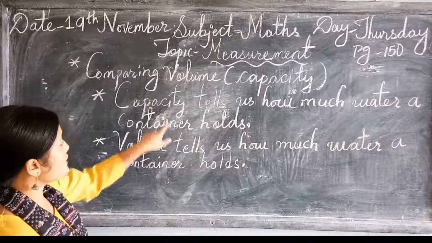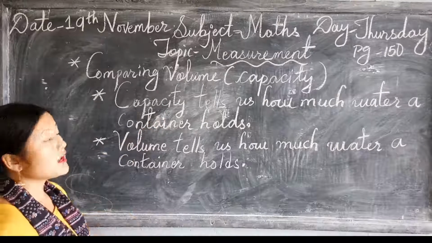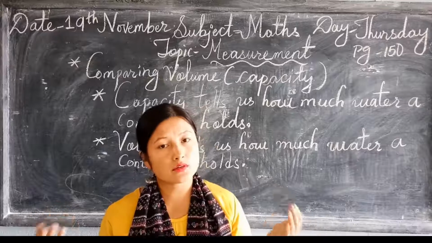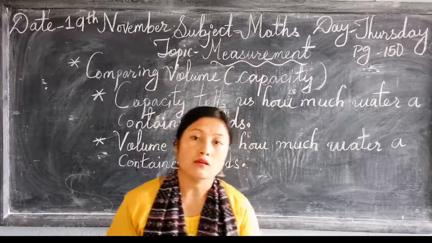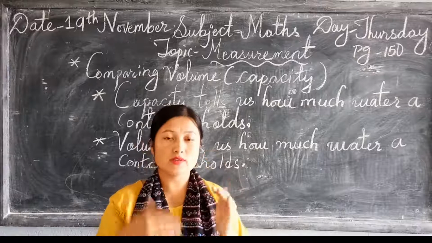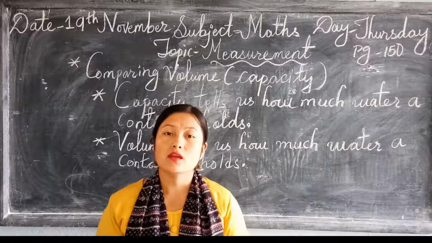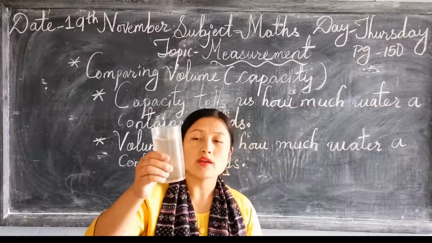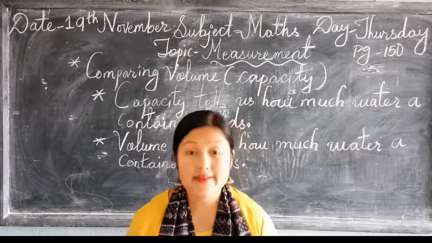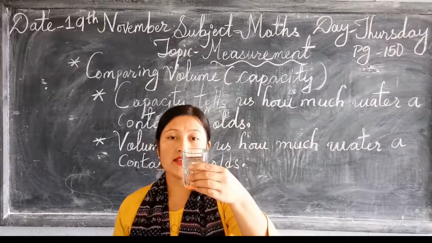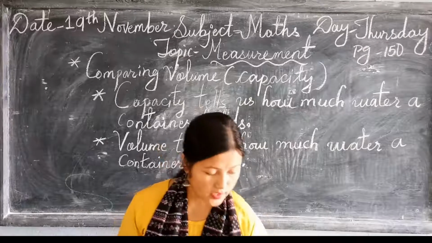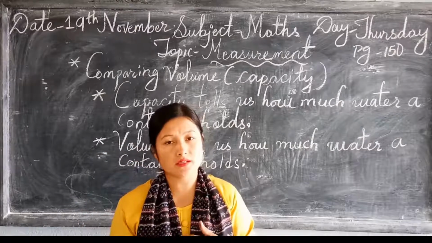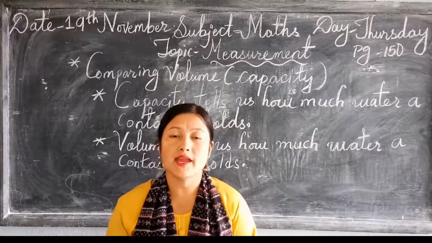I want you to write this definition in your maths copy, and you can do your own example at home using big or small objects and see how much water they can hold. Like a big glass holds more water, and a small glass holds less water. You can do your own example at home using different containers and see how much water they can hold.